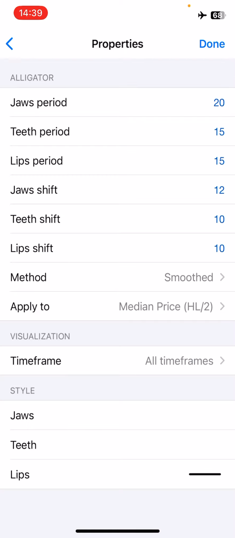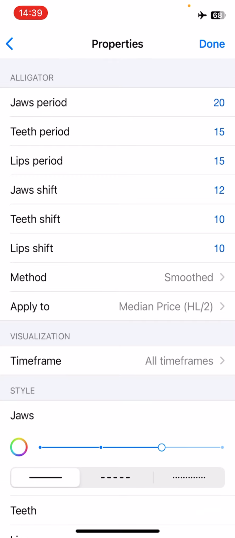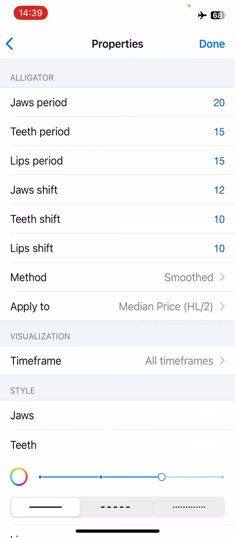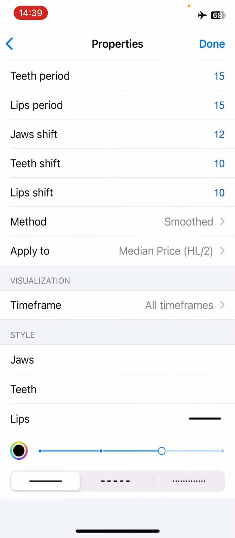What I want you guys to take note of is the styling on your jaws and on your teeth should have the same color as your background color. I have got a white background, that's why you see my jaws and my teeth are all white. What we want to have a different color is the lips, and you should have that black color that you see.